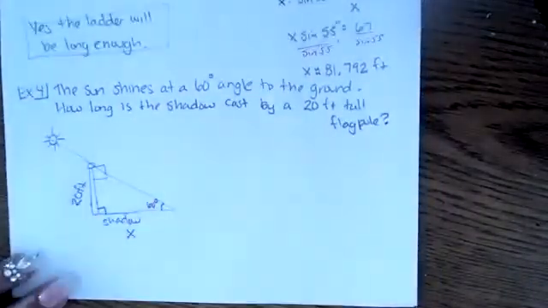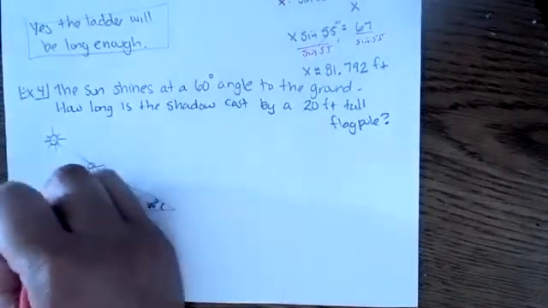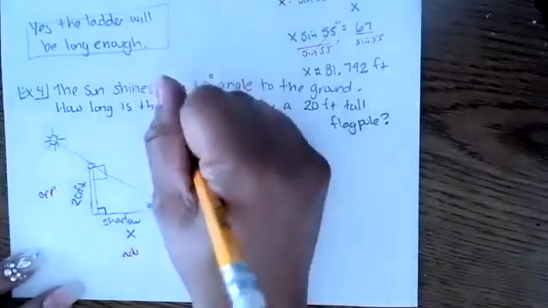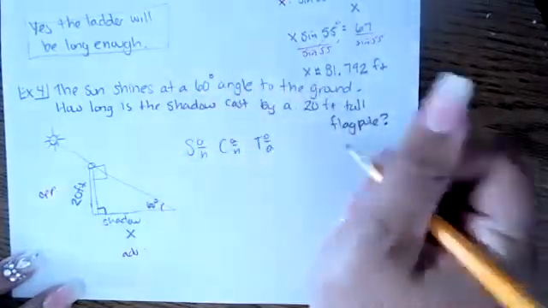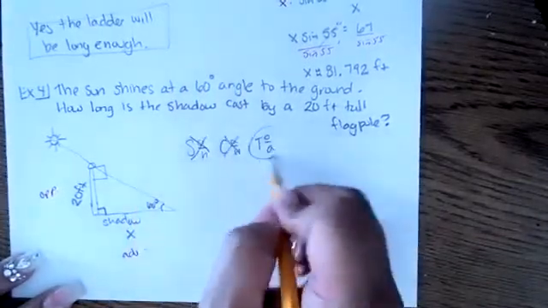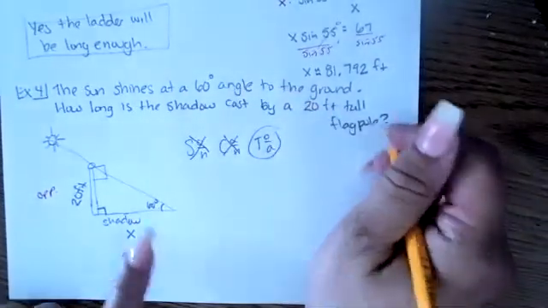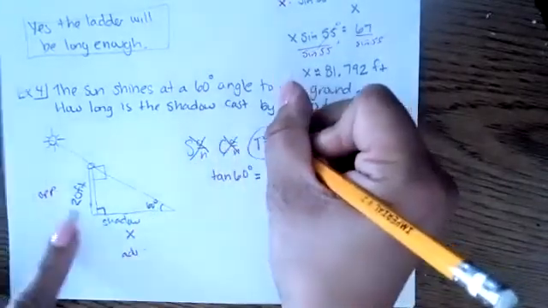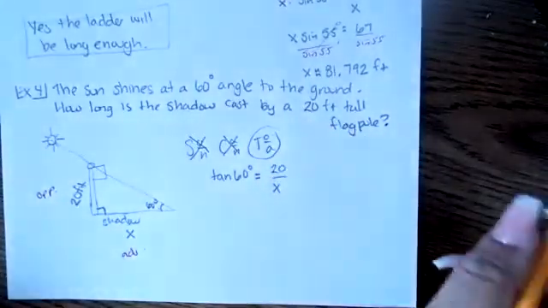So here's our right triangle. According to this angle, this is the adjacent. This is the opposite. I know nothing about the hypotenuse. So we have SOHCAHTOA. When I'm trying to figure out which one to use, since I don't know the hypotenuse, I'm going to take out anything with the hypotenuse. So I have to solve using tangent. The tangent of 60 degrees is equal to the opposite, which is 20, over the adjacent, which is the variable, the shadow.